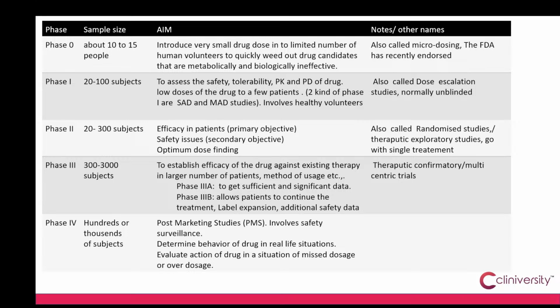So what are the other names given? Microdosing is for phase 0, and dose escalation studies for phase 1. Phase 0 and phase 1 are, most of the time, 100% unblinded. Phase 2 studies are randomized and phase 3 studies are also randomized. But phase 3 is mainly to confirm the therapy, to prove that, yes, this drug molecule can be used further and can be released into the market.